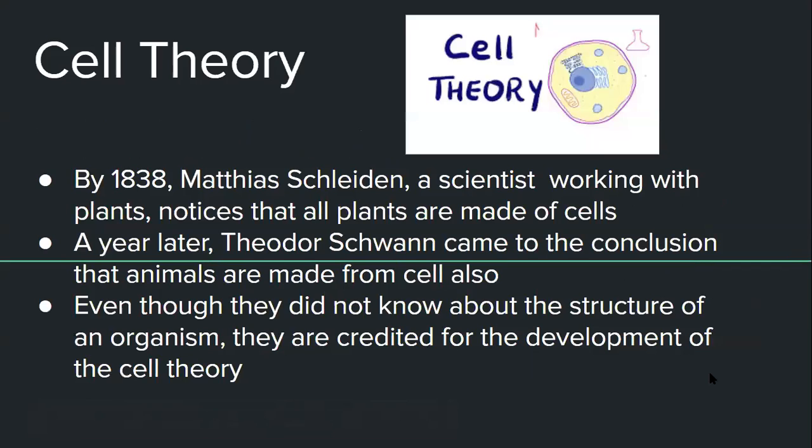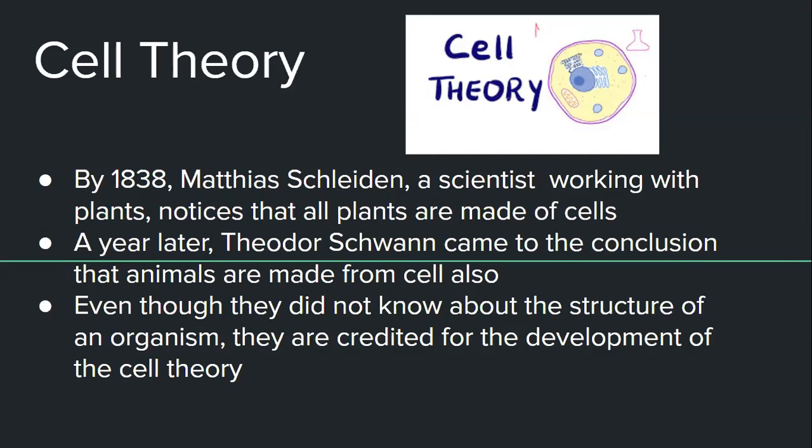All right, so by 1838, Matthias Schleiden, a scientist working with plants, noticed that all plants are made up of cells. A year later, Theodor Schwann came to the conclusion that animals were made up of animal cells. So remember, at this point, since they didn't really understand cells, they pretty much thought that animal cells and plant cells were two completely different things. Now we know that yes, they are different, but they share many characteristics that we're going to get into in the days to come.